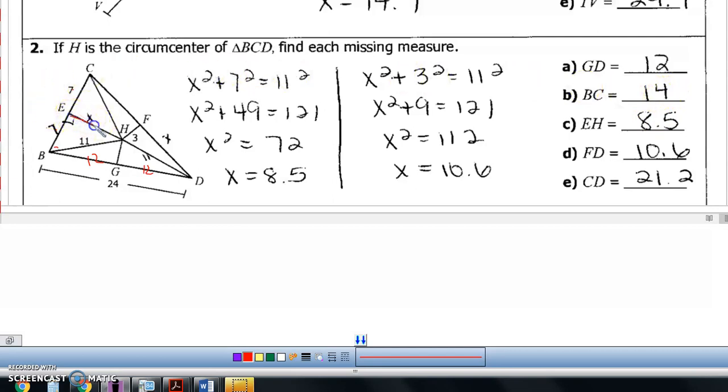All right, they needed EH, but you did not have any kind of measure to give you that. All right, but we do have the leg. So we had a 7 here, an 11 here. We have a leg and a hypotenuse, so we're going to use the Pythagorean Theorem to find EH. And if you find EH, it should have been 8.5.